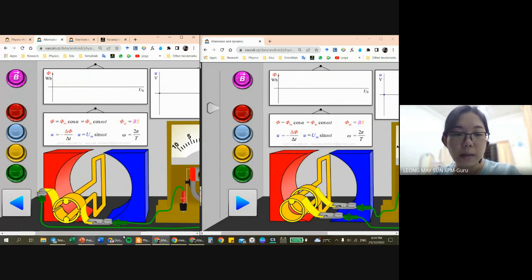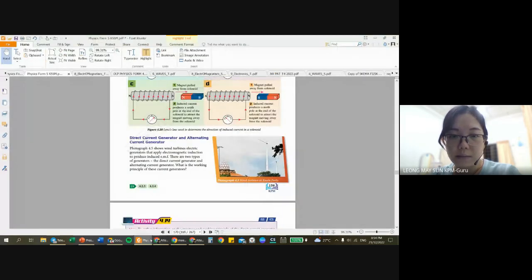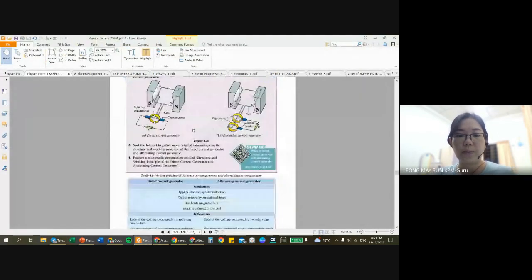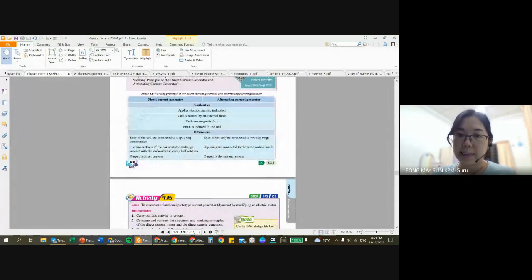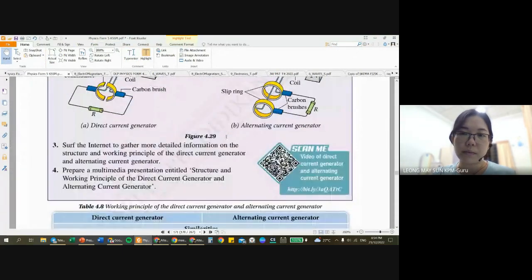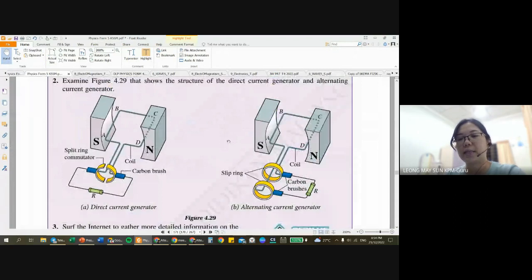There's one thing that I want to inform you about in your textbook, at page 160. Do identify one thing. You can memorize this as a commutator alone. If you're going to memorize this by calling it split ring, I think you would experience what I experienced. The one on the left is split, S-P-L-I-T. The one on the right is called slip ring.